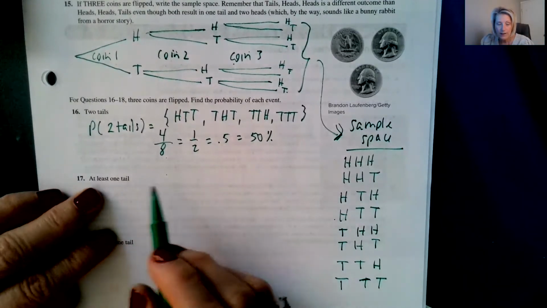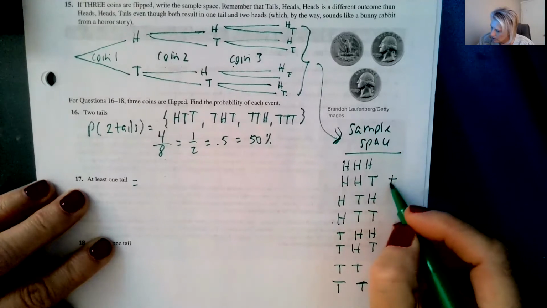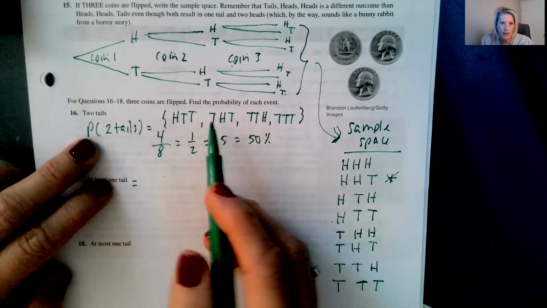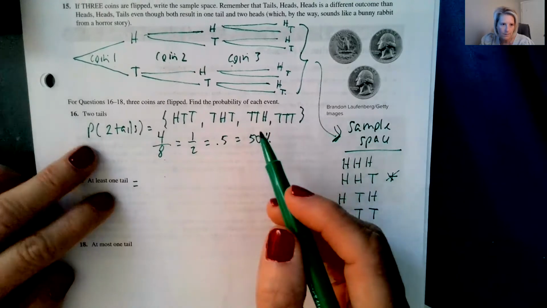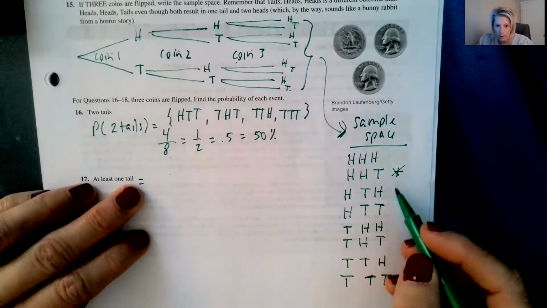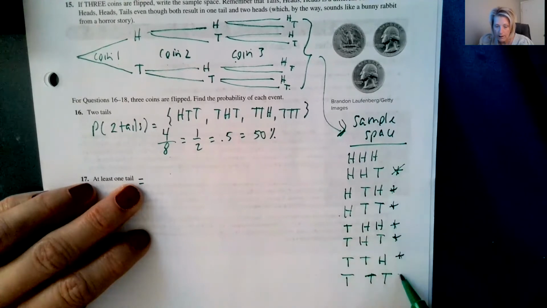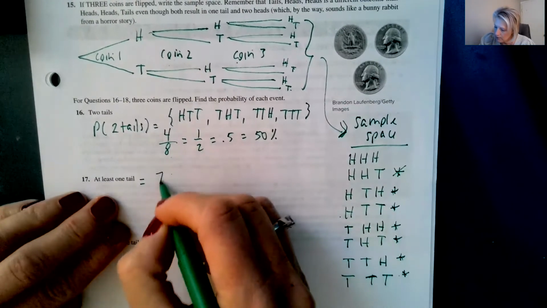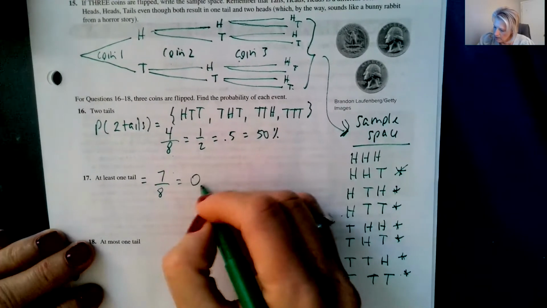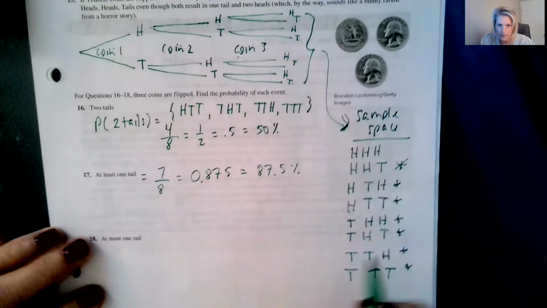So the next one says at least one tail. Okay. So at least one tail, I'm going to star them. So at least one tail means we could have one tail or more. Now, on the probability of two tails, you could have read it as we don't include the 3 tails. I read it as it has 2 tails. So at least one tail means it has one tail or more. It looks like all of them, except for the first one, have one tail or more. So 7 out of 8 would be 0.875 or 87.5% of the time.